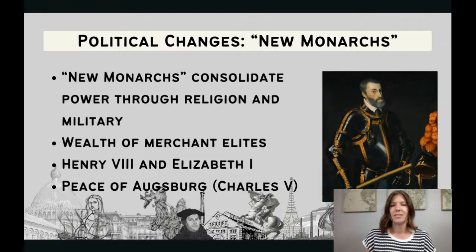Elizabeth I continues this trend of Protestantism in England. So that is just a really specific way that you can talk about how these new monarchs are using religion to consolidate their power.